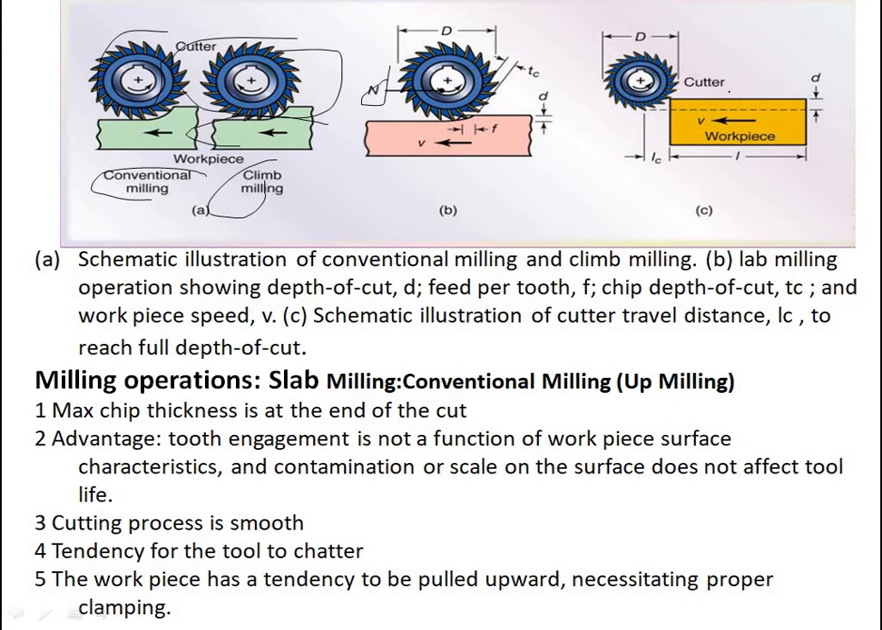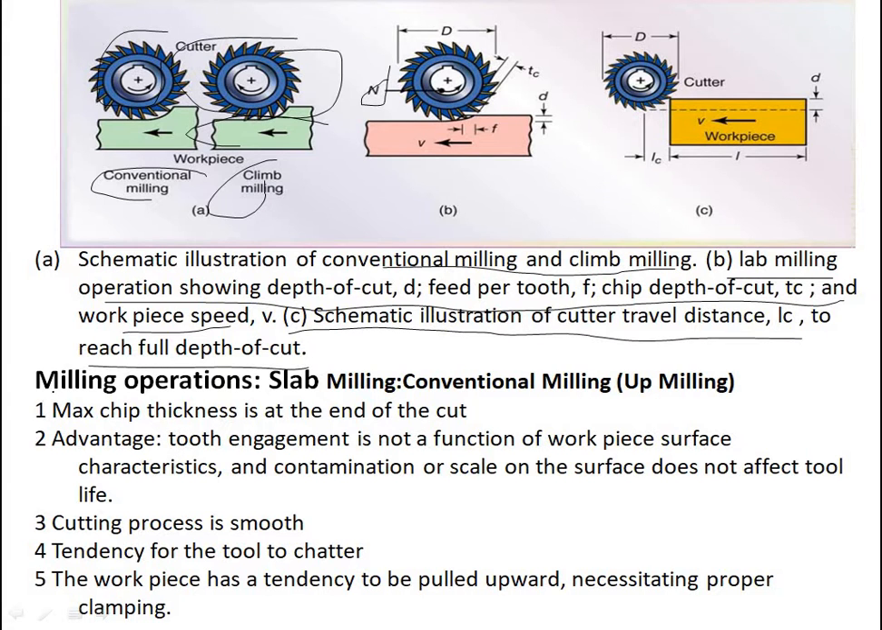Here also you can see the cutter and the workpiece placed. The schematic illustration of conventional milling and climb milling is shown in figure A, and in figure B is the slab milling operation, showing depth of cut D, feed per tooth f, chip depth of cut tc, and the workpiece speed V. The schematic illustration of cutter travel distance is shown in figure C.